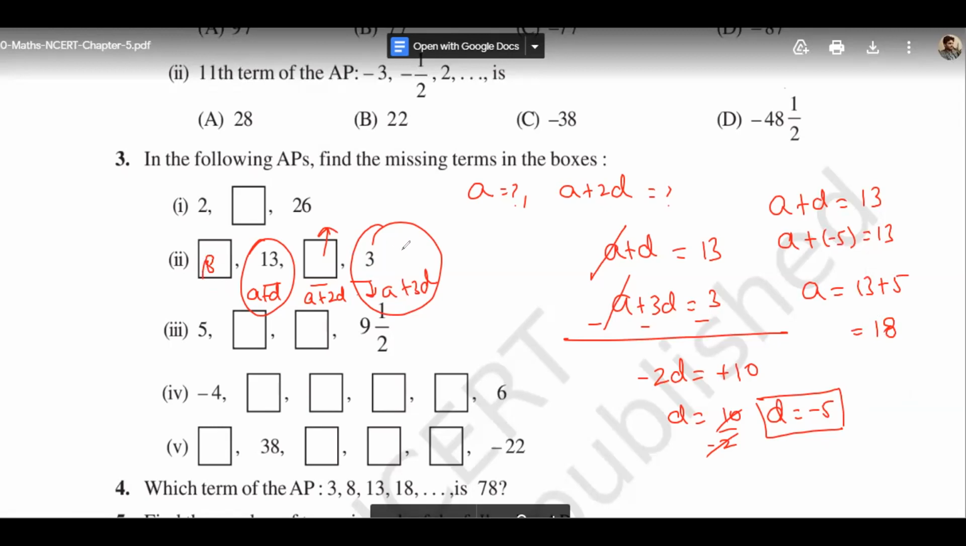Tell me the third term of this AP. What would be the third term of this AP?